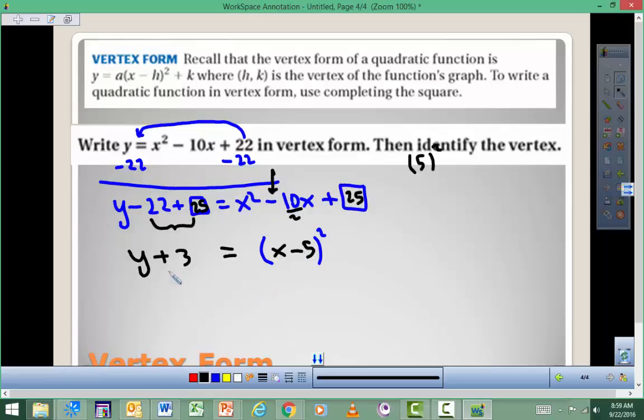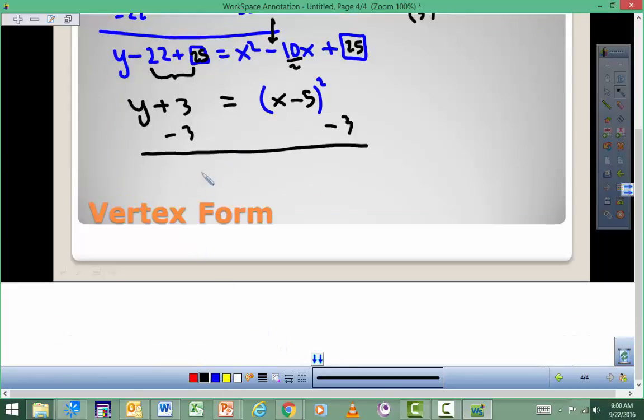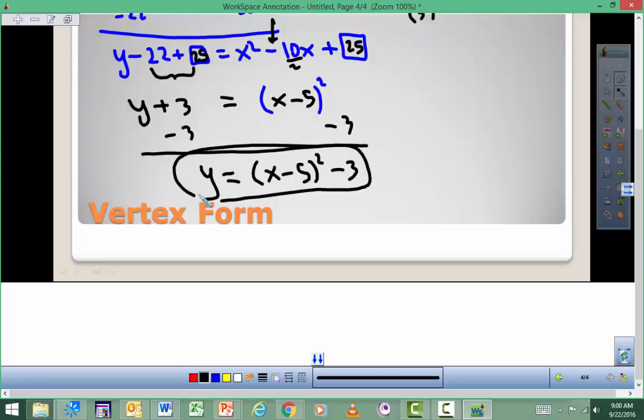Okay, so now all you do is solve for y, and it will be in vertex form. So you subtract 3 here, subtract 3 here. And this equation now is in what we call vertex form. Y is equal to x minus 5 squared minus 3. And now that should look like vertex form.